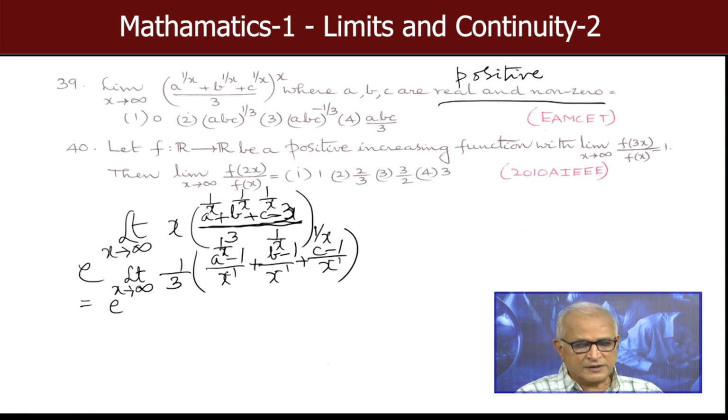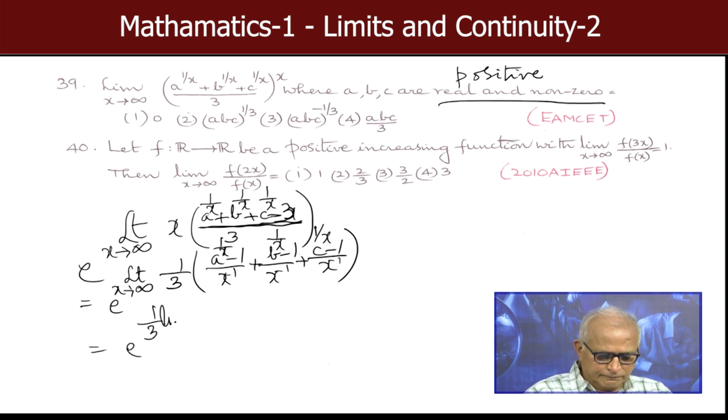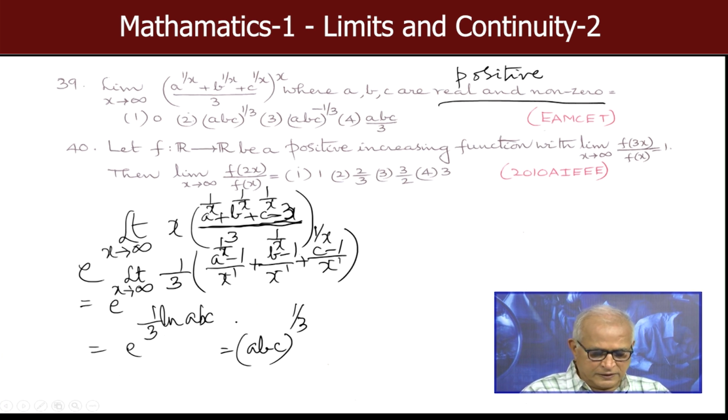So each of the terms has a limit. The first one has the limit ln a, the second one has the limit ln b, the third one has the limit ln c. So this is ln a plus ln b plus ln c, which is ln abc. 1/3 ln abc. Or this is abc whole power 1 by 3, because 1/3 ln abc is ln abc power 1 by 3, e to the power of ln abc whole power 1 by 3 is abc whole power 1 by 3, which is the option 2.